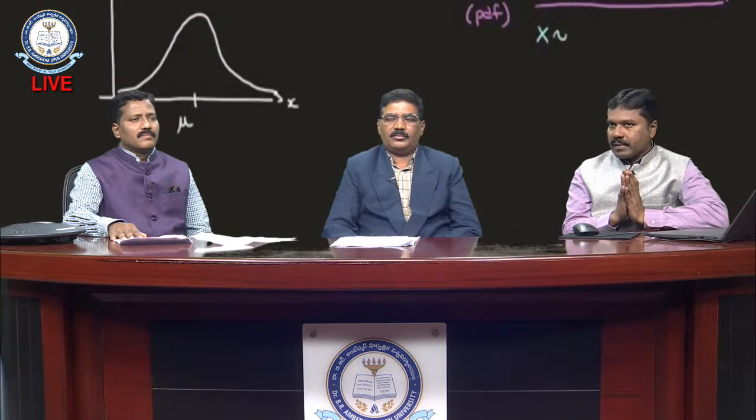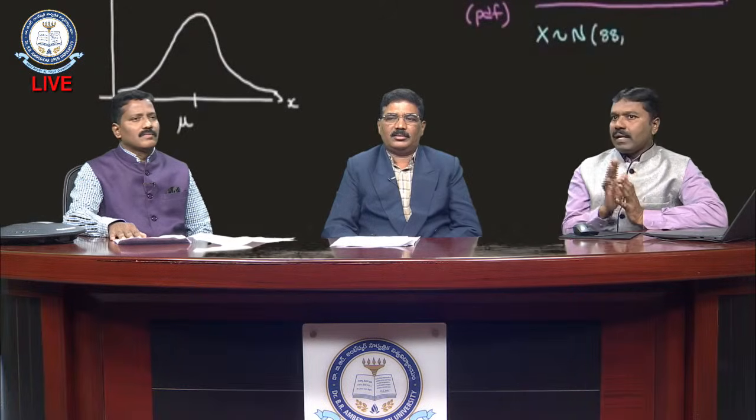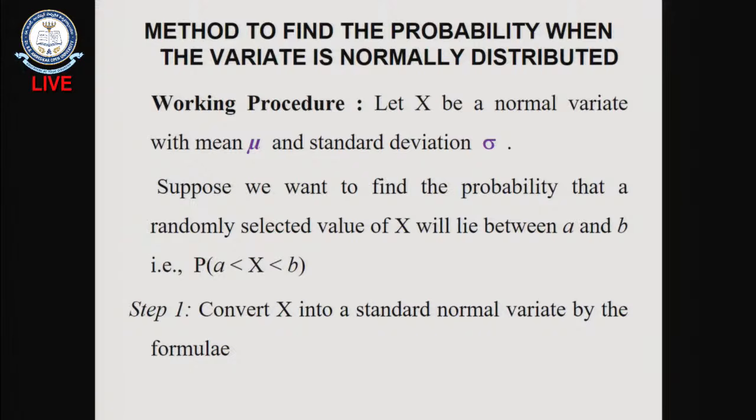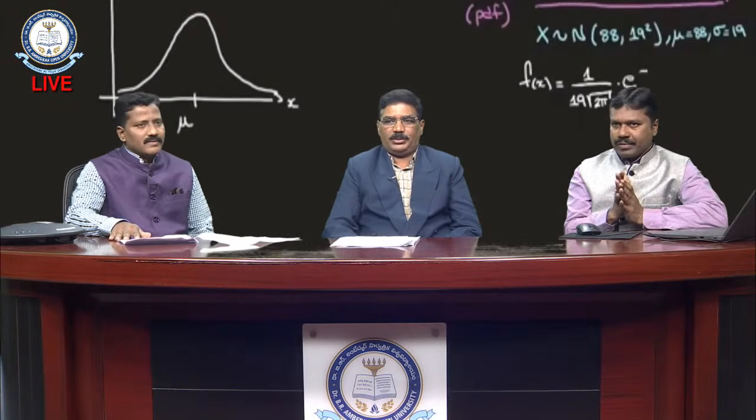So the working procedure for normally distributed values is: let x be a normal variate with mean mu and standard deviation sigma. These two, mu and sigma, are the two parameters of the normal distribution. Suppose we want to find the probability that a randomly selected value x lies between a and b. That is the probability of a less than x less than b, which is nothing but the area between these two values, a and b.